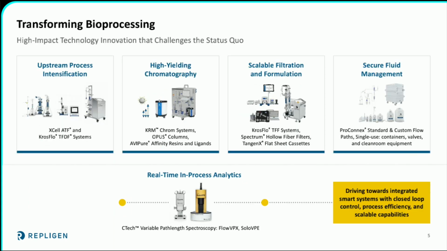Repligen offers innovative solutions for all key stages of the bioprocessing market. So we have solutions from upstream intensification methods such as ATF and TFDF through chromatography to filtration and fluid management. Our goal is to drive integrated smart systems that we can use for PAT automated use, and that is where our inline and at-line variable path length analytics products come in handy.